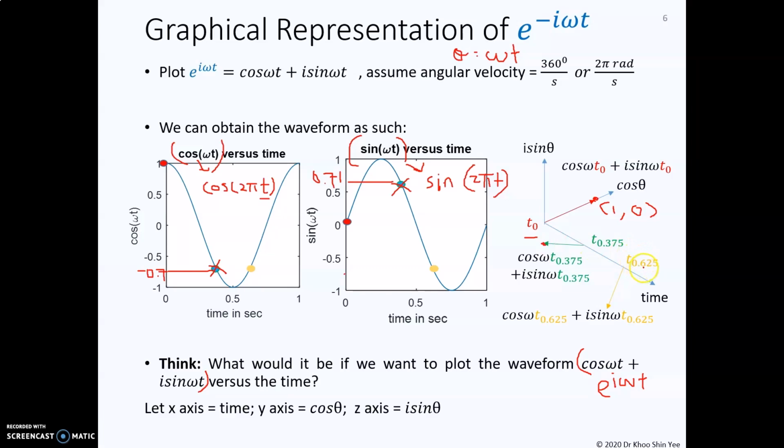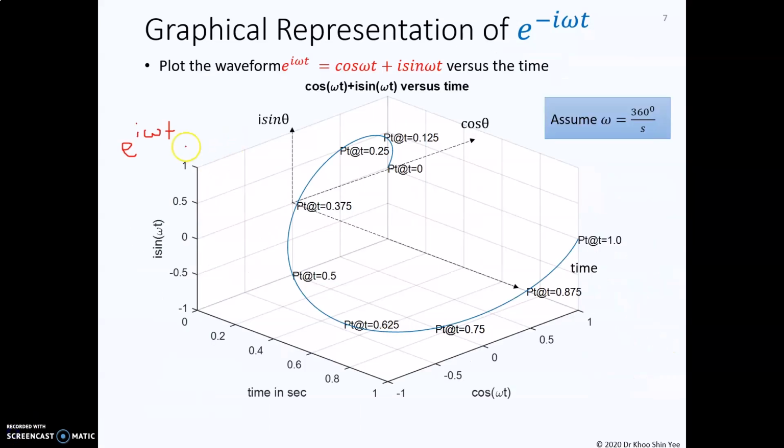Then at t equal to 0.625, using the same method, you obtain the point to be here. So you can see that the point is rotating counterclockwise with respect to the time axis. So this is the graph for the exponential I omega t, where you have the cos omega t axis, I sine omega t axis, as well as the time axis here.